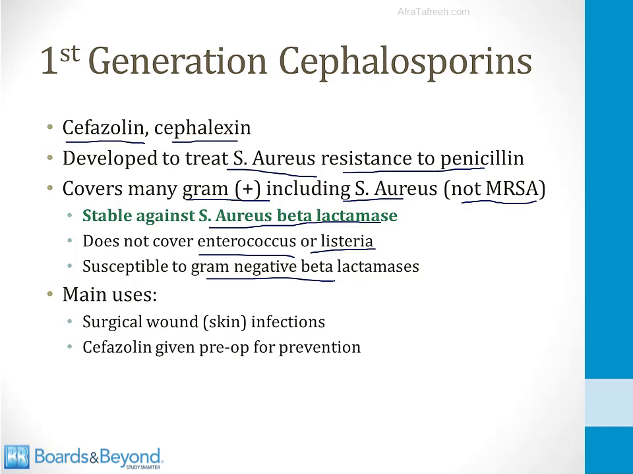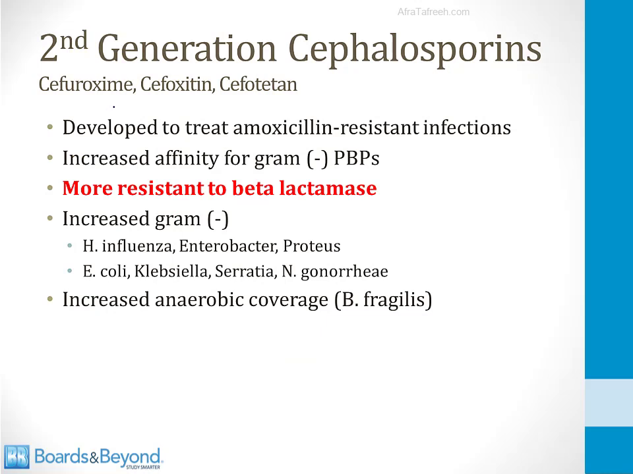So their main use, therefore, is in situations where you want to cover methicillin-sensitive Staph aureus, so that includes surgical wound skin infections, and in addition, cefazolin is often given pre-op for patients undergoing surgery to prevent skin infections after the operation. Second-generation cephalosporins include cefuroxime, cefoxitin, and cefotetan.